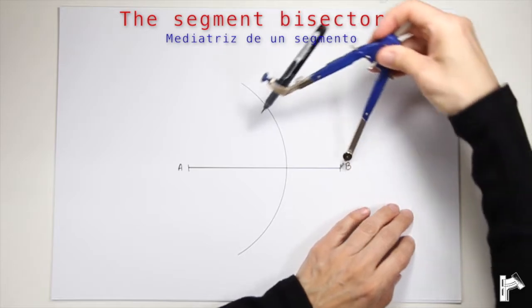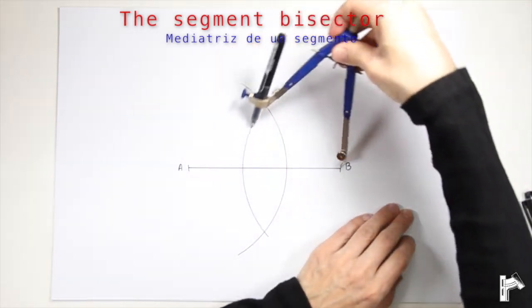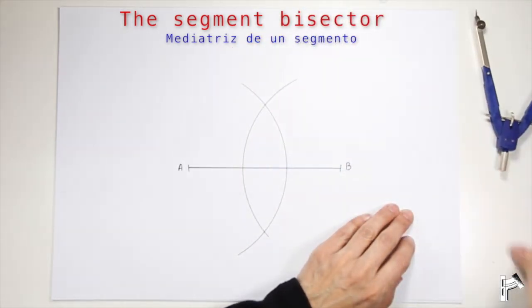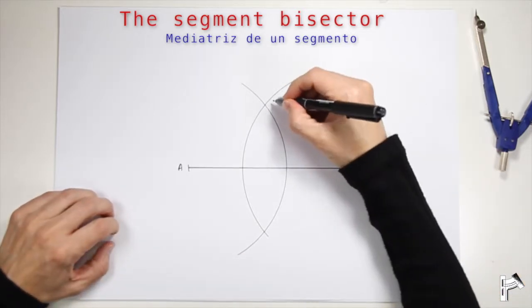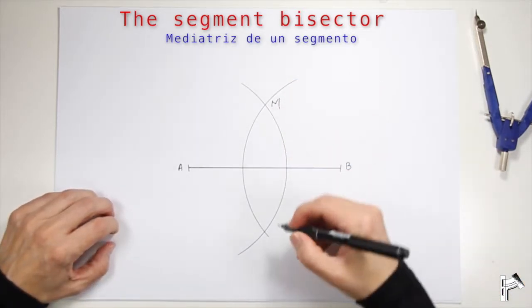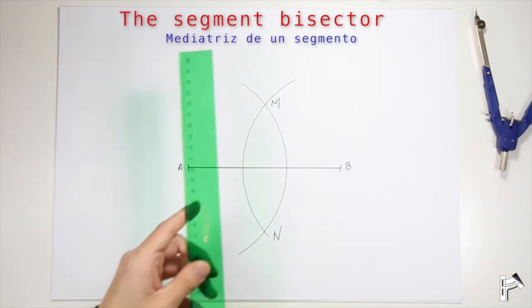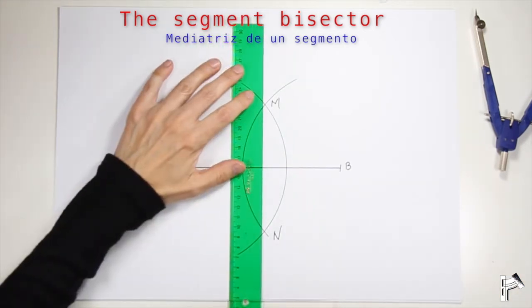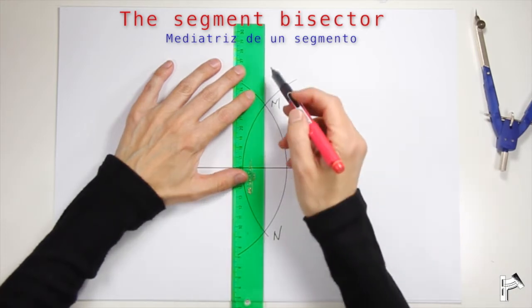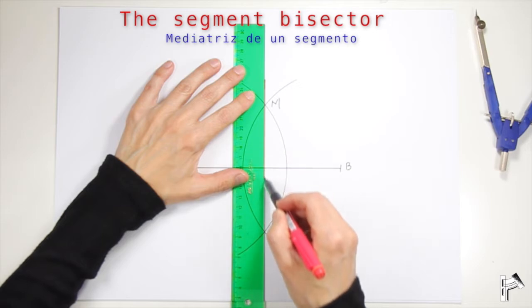With the same compass setting, we will move the compass to point B and draw two arcs that will intersect the previous ones on points M and N. By connecting these 2 points of intersection, we will obtain the segment bisector.